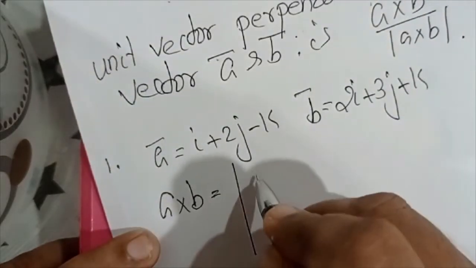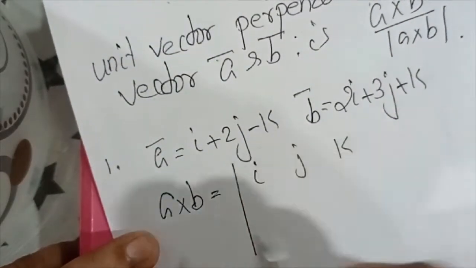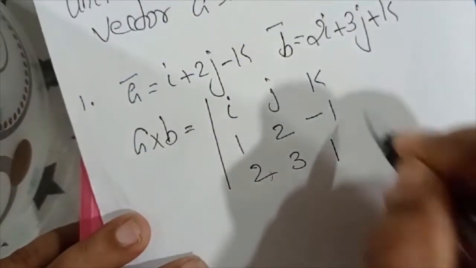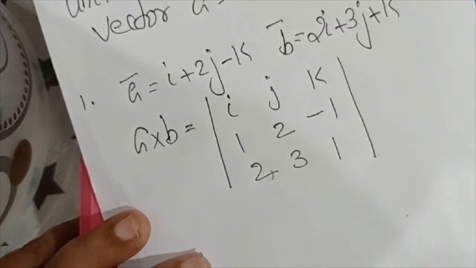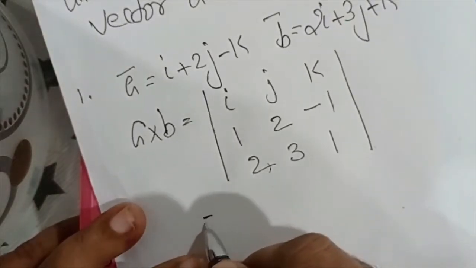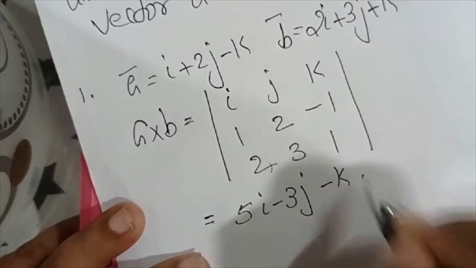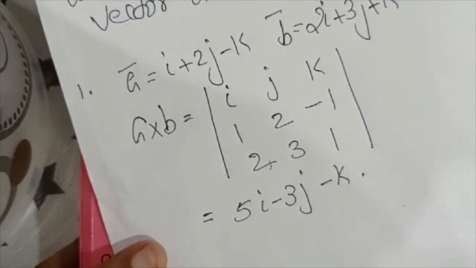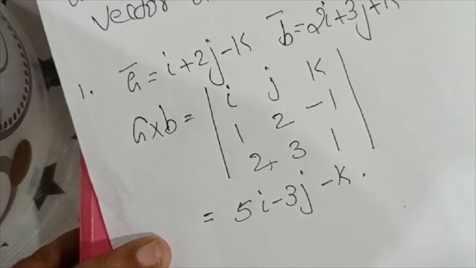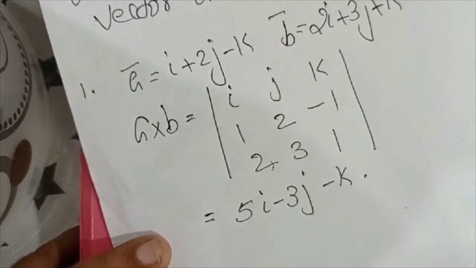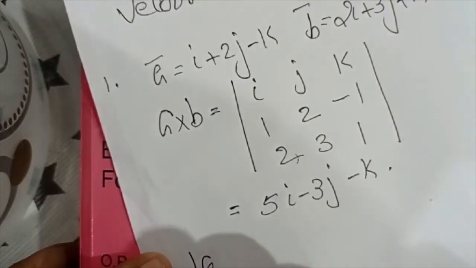First write A cross B as the determinant with rows i, j, k; 1, 2, minus 1; 2, 3, 1. When you expand this determinant, you will get 5i minus 3j minus k. Take time to do the answer and check it: 5i minus 3j minus k. Again, we need the modulus of A cross B.